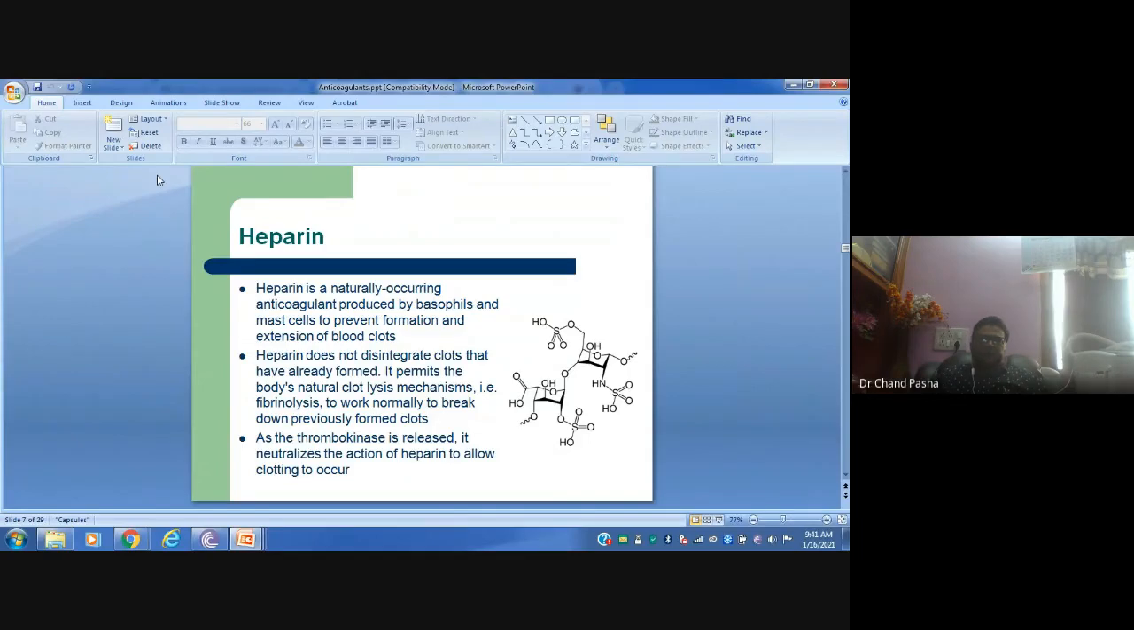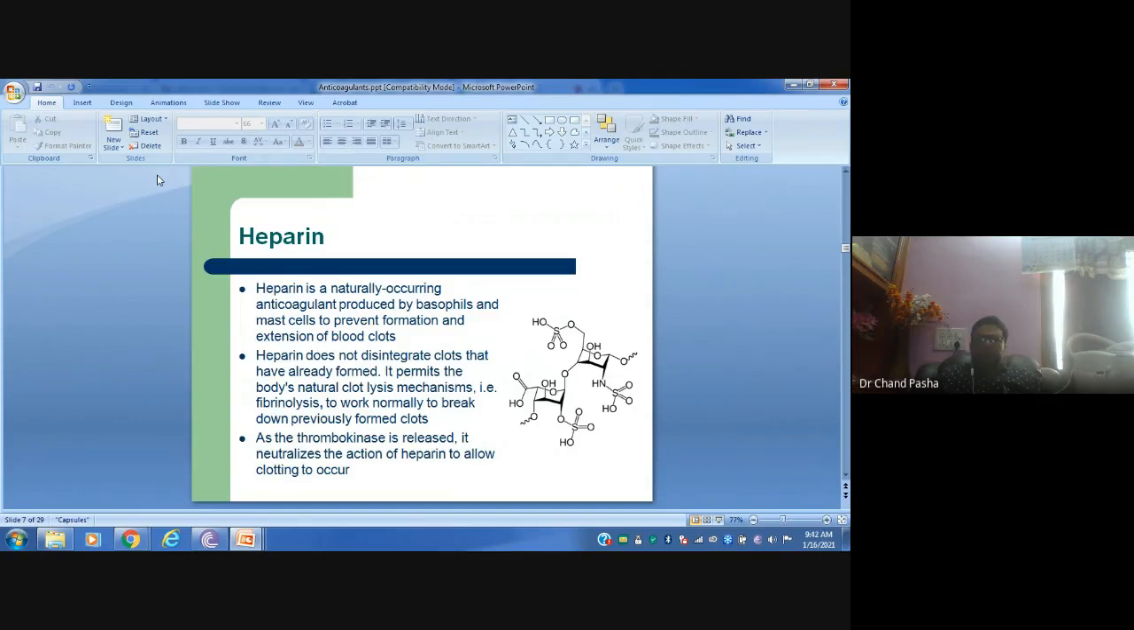Now, heparin. As I told you, it is a natural anticoagulant produced by basophils and mast cells. Whenever there is inflammation, these basophils and mast cells are produced and they produce this heparin, and this is the structure of heparin.